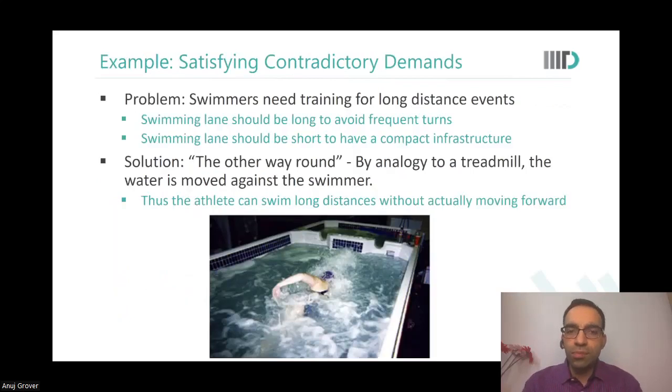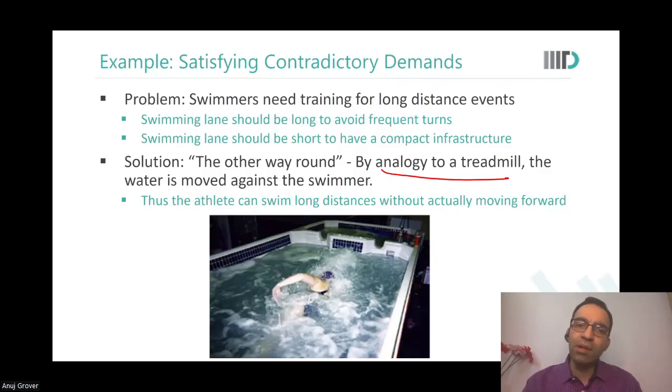Swimmers need to train for long distance events. So what do you need? You need the swimming lane, the length of your pool, to be very long so that you can swim 1500 meters in one go or something like that. But you cannot have such big swimming pools everywhere, can you? No. So you use the principle of the other way around. By the analogy of the treadmill, you can run kilometers on a treadmill, but you're standing in one place only. In a space of 10 meter by 10 meter, you could be running 1 kilometer, 2 kilometers, 7 kilometers, all of that in just 10 meter by 10 meter.